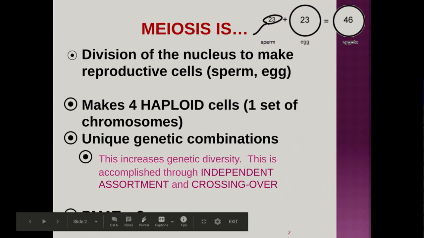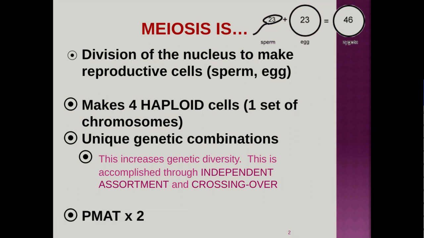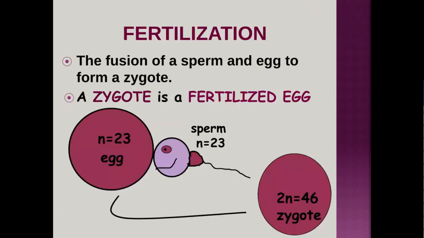So it's prophase, metaphase, anaphase, telophase 1, and then prophase, metaphase, anaphase, telophase 2. Some people get fertilization confused with meiosis. Meiosis is the process of making the sperm cell and the egg cell. Fertilization is when the egg cell and the sperm cell come together and make the zygote, or the fertilized egg.